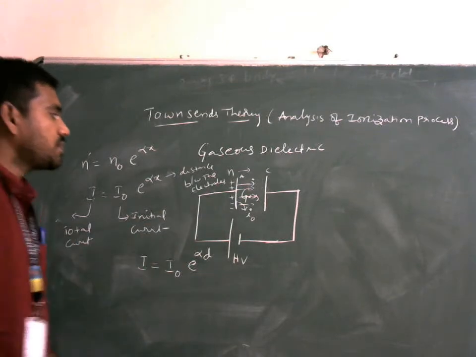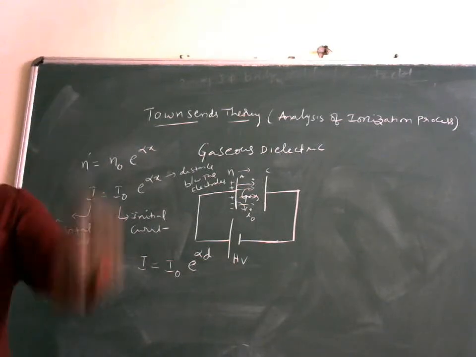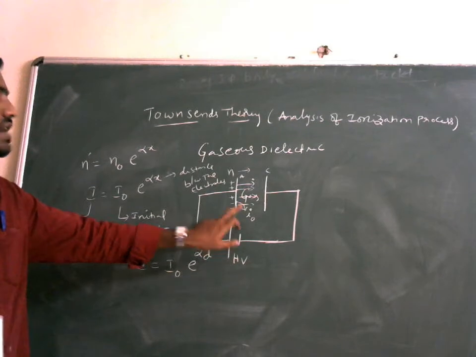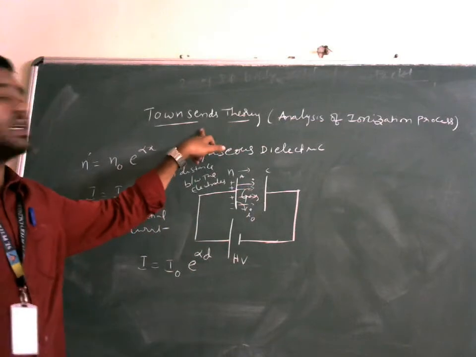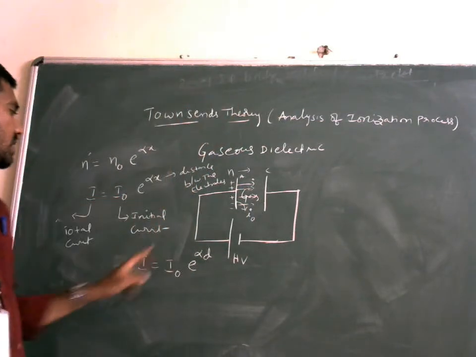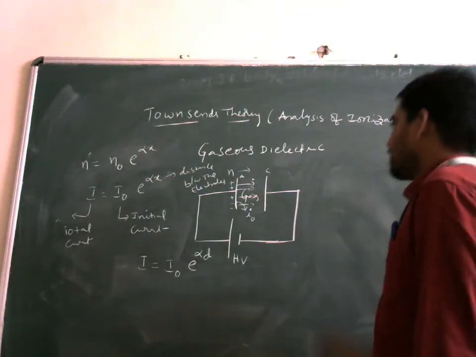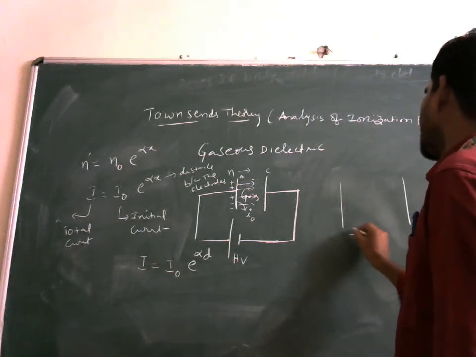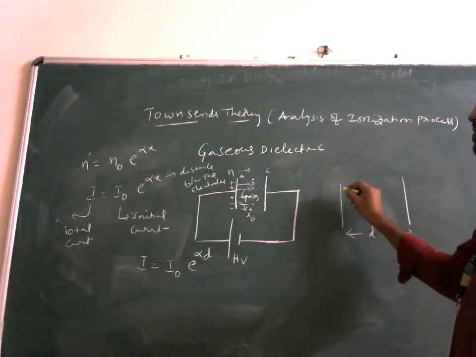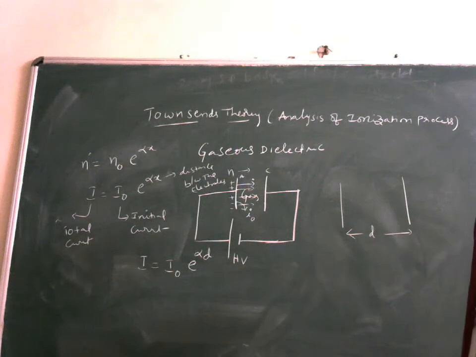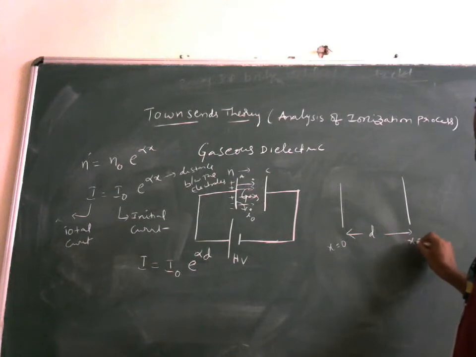If the dielectric fails in the ionization process, a small amount of current I naught is released. How we find that I naught value is according to Townsend's principle. Townsend considered an initial and a final condition. He takes the distance between the two electrodes, the anode and cathode, as D. That is at x is equal to 0 and at x is equal to D.